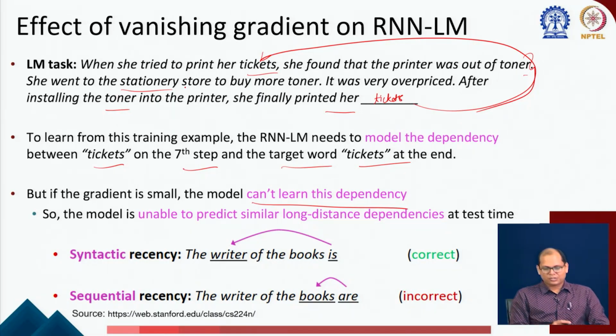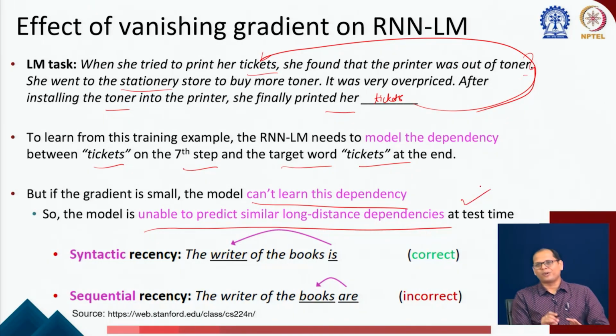So the model becomes unable to predict similar long distance dependencies at test time, and that becomes the impact. And we don't want that. We want it to be able to predict based on whatever context it has available. This is already in the input, so it should be able to make use of the long term effect, but in practice it does not. And that creates a problem.